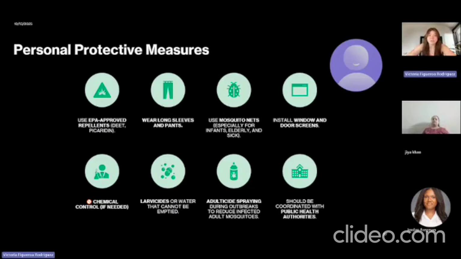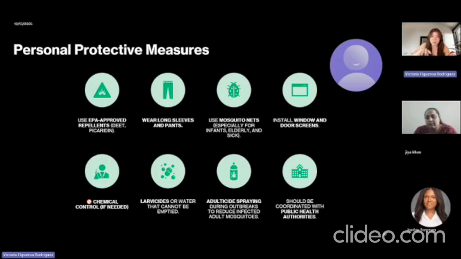Install window and door screens if you are living in a zone where you keep your windows or your doors open. There is chemical control if needed, like larvicides for water that cannot be emptied, when you have a water tank or some water that you cannot actually empty and you gotta keep it. There are chemical products to stop the mosquito larvae from growing. Adulticide spraying during outbreaks to reduce infected adult mosquitoes. So, trying to eliminate as much as possible the mosquitoes. And this chemical control needs to be coordinated with the public health authorities. It's not something that we can do.